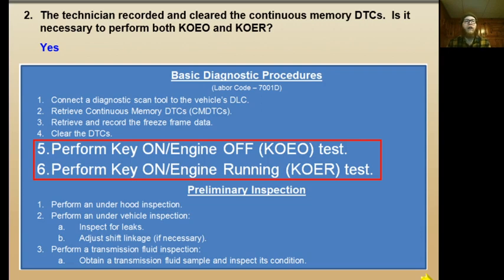If the code doesn't come up for key on engine off, but then when we run the key on engine running test, the code pops up, then we probably have a mechanical failure of some sort. Something's burned up, a solenoid is stuck in the on or off position, but electrically the circuit is fine.